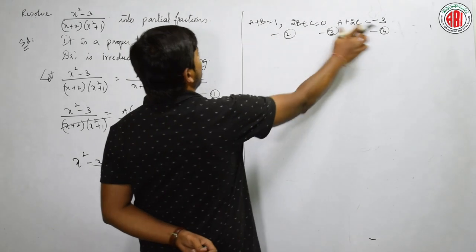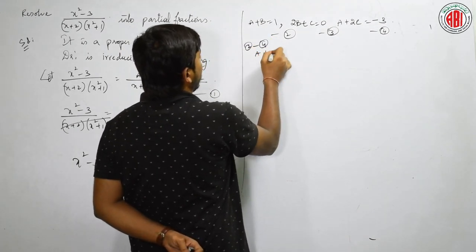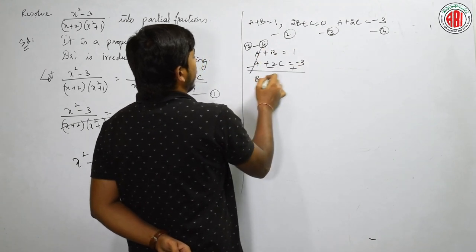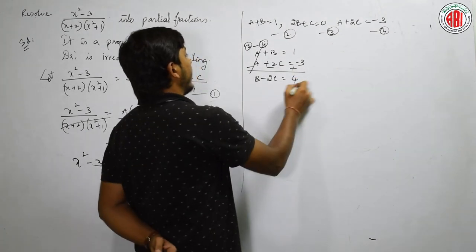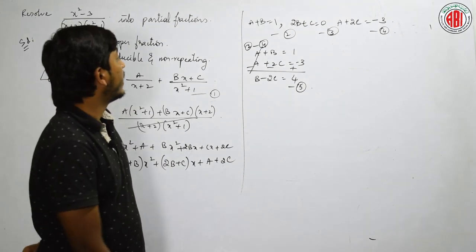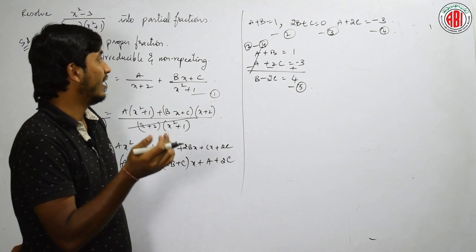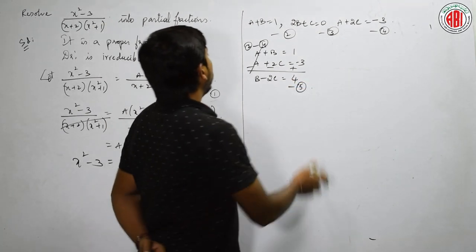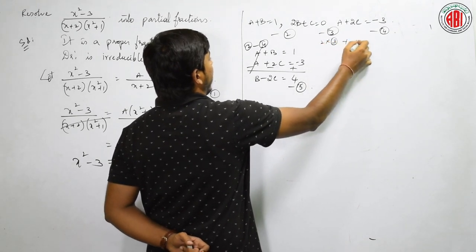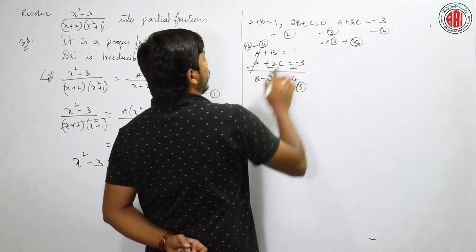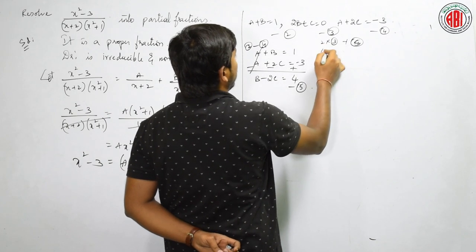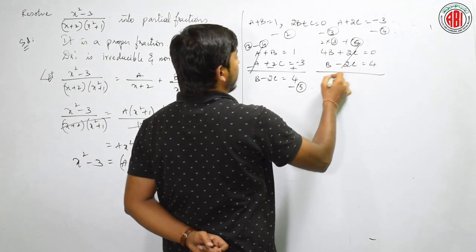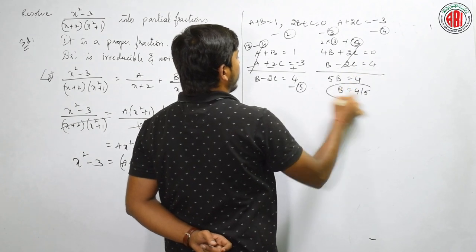How do we do it? Let us subtract 2 and 4. So, we will get a plus b equal to 1, a plus 2c equal to minus 3, subtract. This will get cancelled. B minus 2c is equal to 1 plus 3, which is 4. Let me take it as equation number 5. Right? Next, let us solve 5 and 3. Let us multiply 2 to equation 3 and add the 5th equation. What will that be? 4b plus 2c equal to 0. Then b minus 2c equal to 4. Cancel. 5b equal to 4, b equal to 4 by 5.